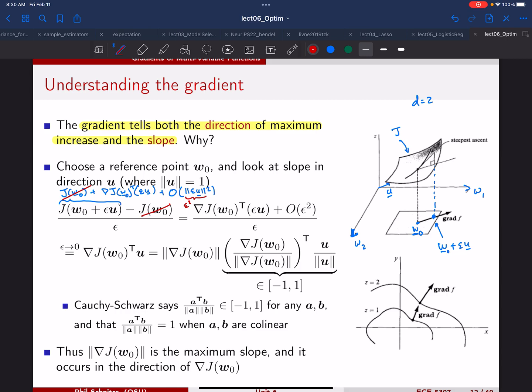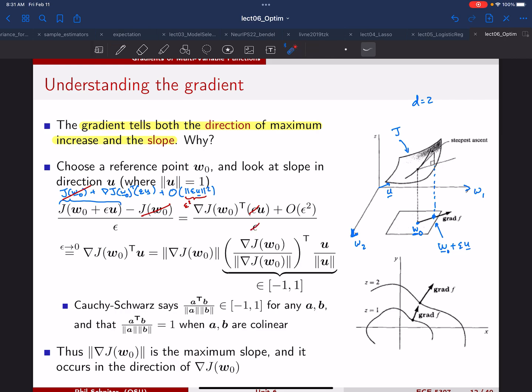Because u is norm 1. And then what we have after all this is just this plus order epsilon squared, which gives us this. Okay, so then we can do a little bit more canceling. Because this inner product is just a linear operation, we can pull the epsilon out, and then cancel the epsilon down there. So these two will cancel.